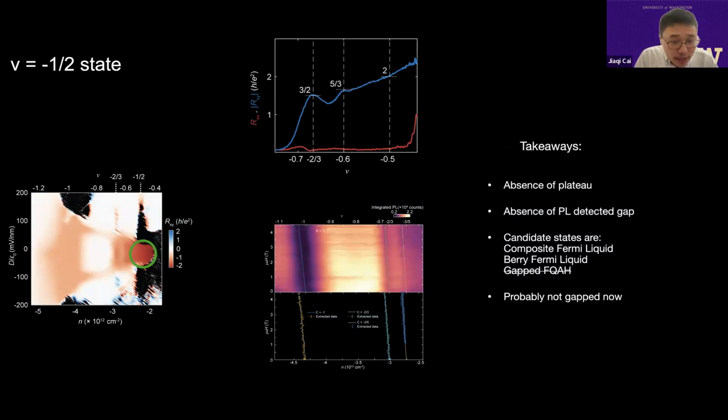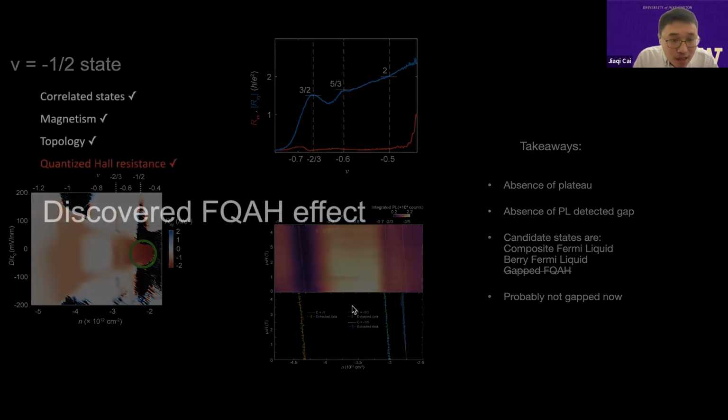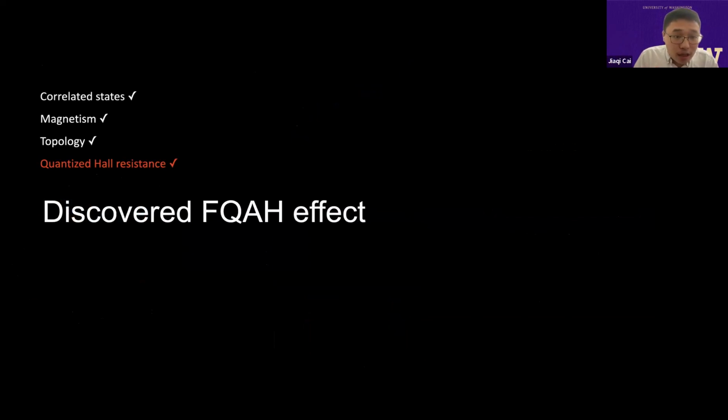Okay, so the takeaway is that at the one half state, there's an absence of plateau. There's no plateau. It's a very suspiciously gapless state. There's no gapped feature here. And among the candidate states, we rule out the gapped fractional quantum anomalous Hall state because at our temperature, the Rxx is never 0. So let me unsafely say that it's probably not a gapped state. It's a gapless state. Okay, so now let me conclude.